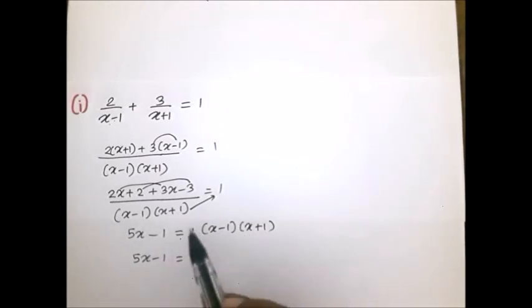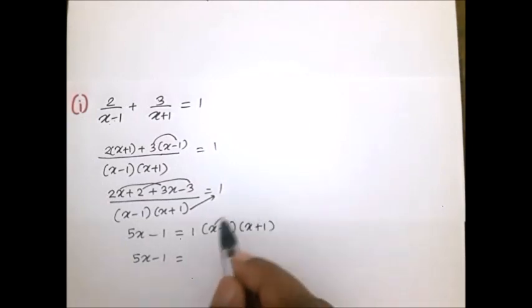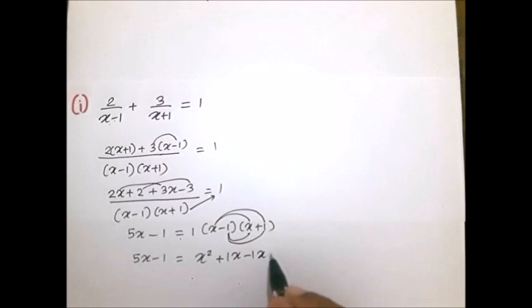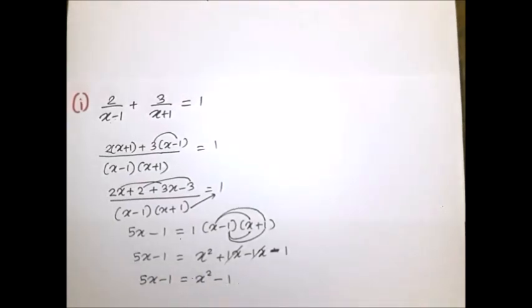It is not necessary to write 1 here. Write only these two fractions. Now remove brackets. X multiplied by x, x to the power 2. Here 1x minus 1x, minus 1 into plus 1, minus 1. Now you can cancel plus 1x and minus 1x. 5x minus 1 equals x to the power 2 minus 1.